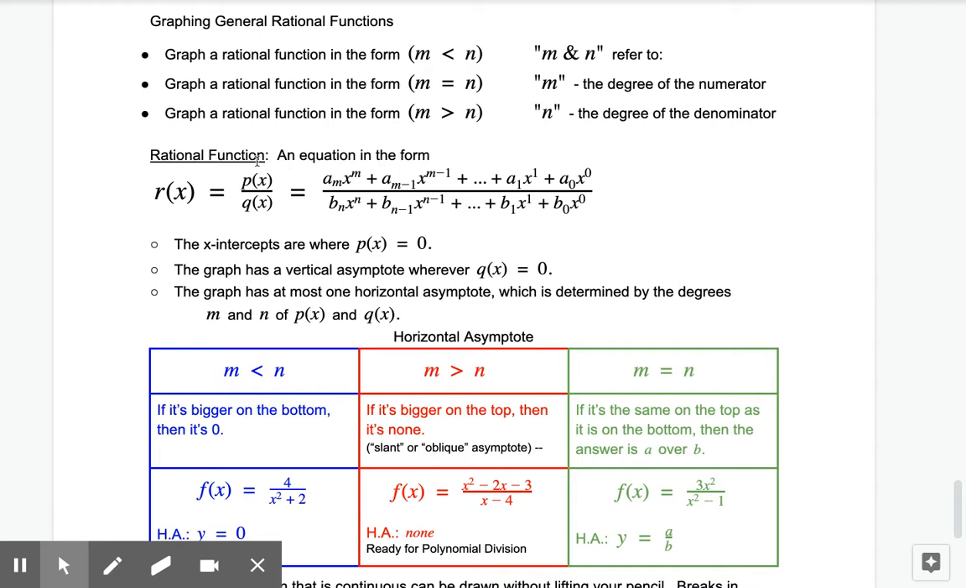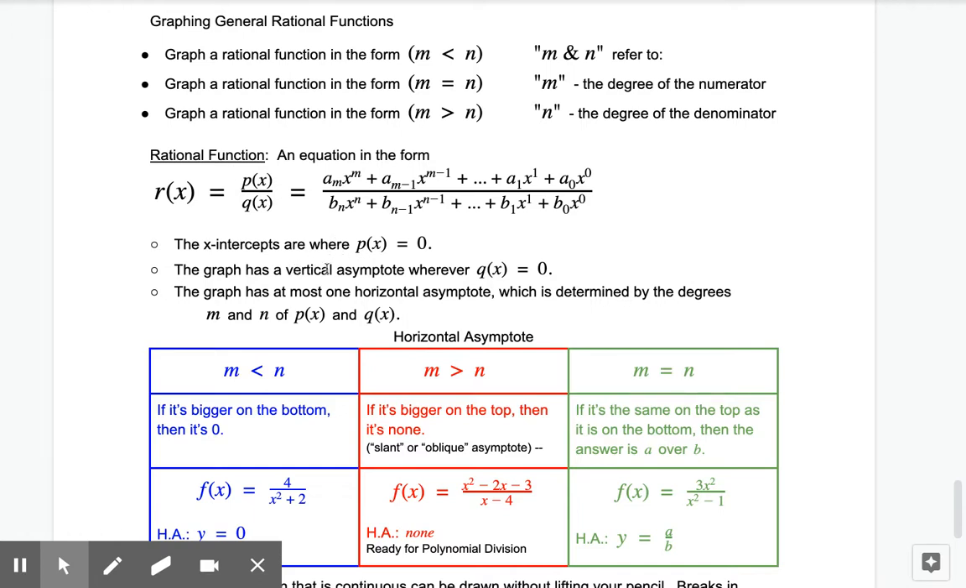Then we can look at a rational function, an equation in the form r of x is equal to p of x divided by q of x. So basically, this just means that there's a function divided by another function. And it says that this is the highest degree m, and this is the highest degree n. The x-intercepts are where p of x is equal to 0. So this just says, when is the numerator equal to 0? That's where the zeros are going to happen.